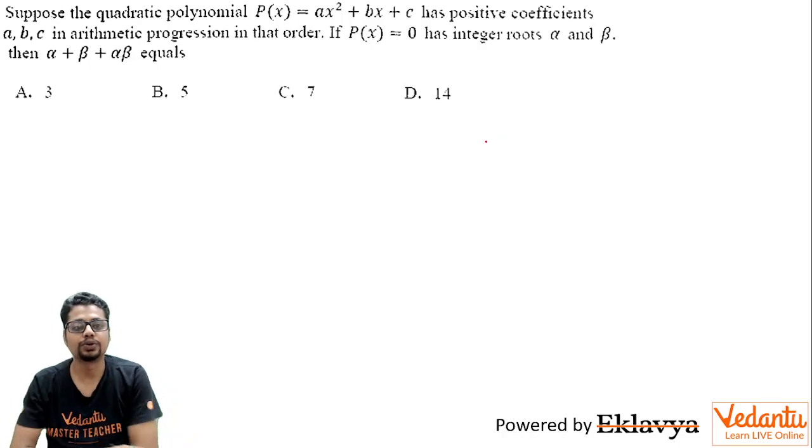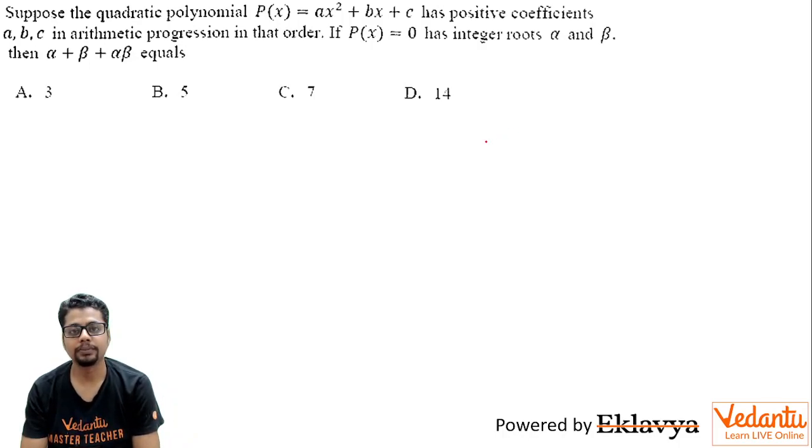Hi everyone, the question is, suppose the quadratic polynomial p of x is equal to ax square plus bx plus c, and since they are talking about quadratic polynomial, that means a is not 0. In fact, they have written ahead that it has positive coefficients a, b, c. So a is anyway positive. And a, b, c are in arithmetic progression in that order. If p of x equal to 0 has integer roots alpha and beta, then alpha plus alpha beta equals.